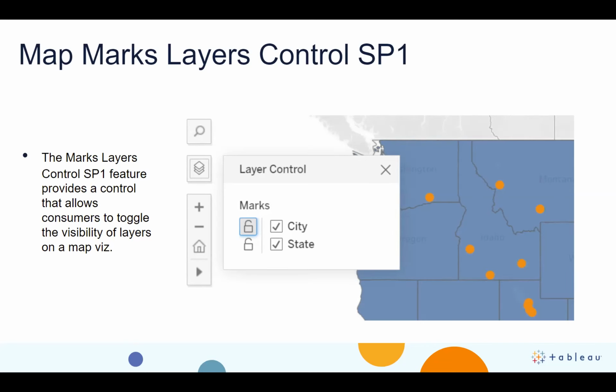In addition, the user can control the interactivity of the map viz by selectively enabling or disabling a selection on a given layer. So this just gives you a little more control, a little more interactivity with those different map layers.